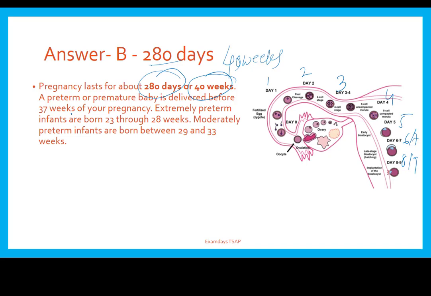A preterm or premature baby is delivered before 37 weeks of pregnancy. Extremely preterm infants are born at 23 to 28 weeks. Preterm infants are born at 29 to 33 weeks. These are the common terms.